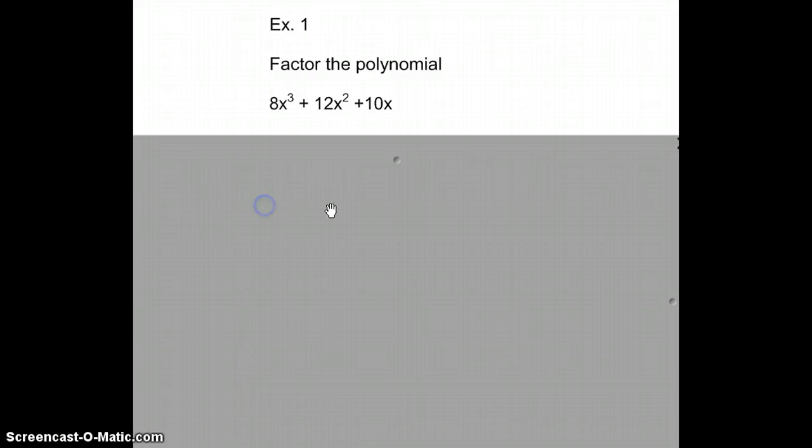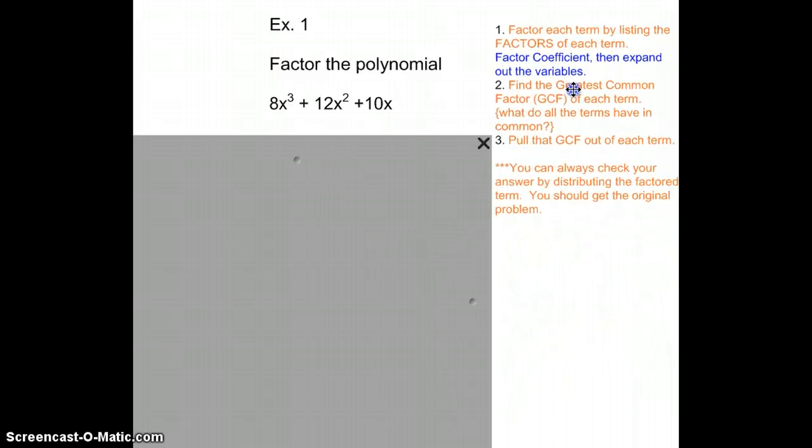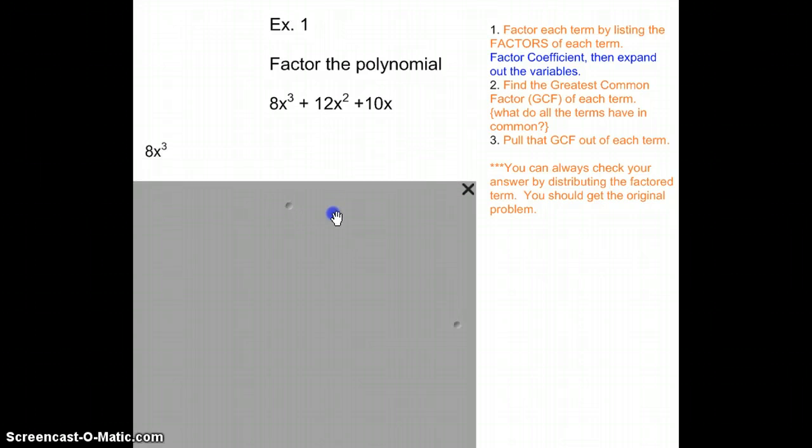Okay, so in order to do this, slide this up here, you could get a look at our guidelines here. So the first thing we want to do is factor each term by listing the factors. In order to factor, we'll do the coefficient first, then expand out the variable. So let's take a look at 8x cubed. So we factor out 8. Factors of 8 are 1 and 8, and then 2 and 4.